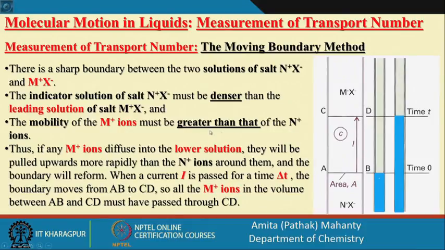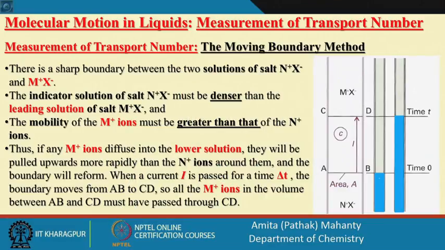The MX solution, which is the leading solution and will be in the lower part of the tube, should have a higher density compared to that of the indicator solution, where M is the ion of interest for which we are trying to find out the transport number, and of these the M ion is supposed to have a greater mobility than that of the N ion in the solution.